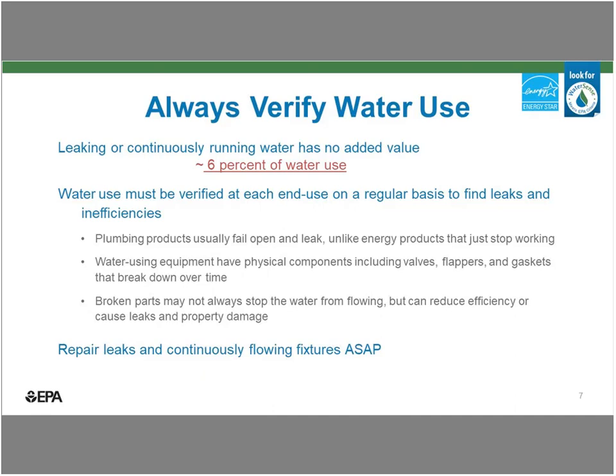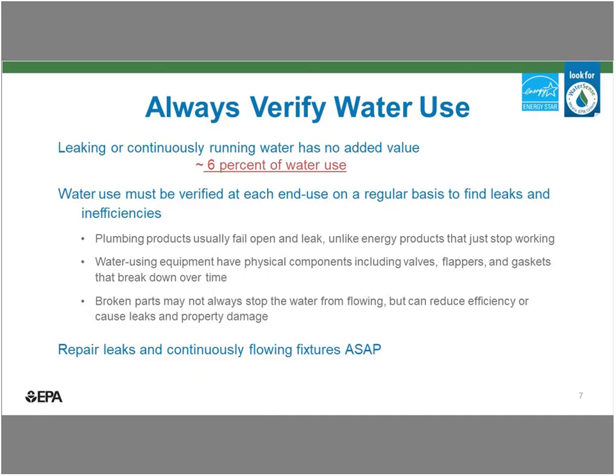And leaks in continuous running water are often about 6% of water use within a facility, so it is significant. The other issue is that plumbing products usually break down or have physical components that wear down over time, like valves or flappers or gaskets, and those things need to actually be replaced or fixed often. And unfortunately, unlike energy, when there's a problem with the circuit, the energy stops flowing so that you can make sure there's no leaking or waste happening.